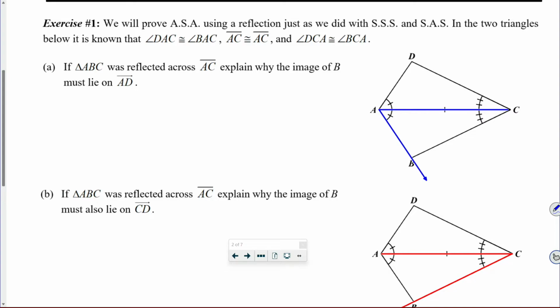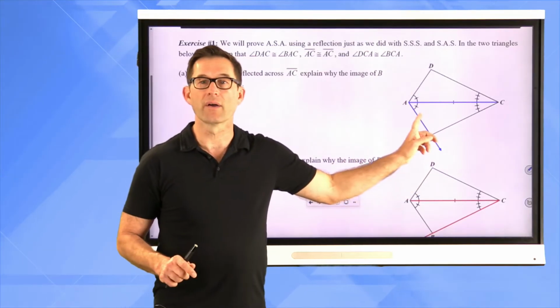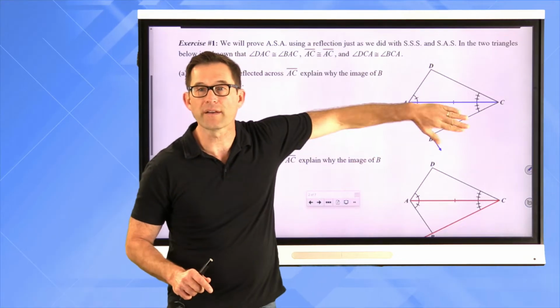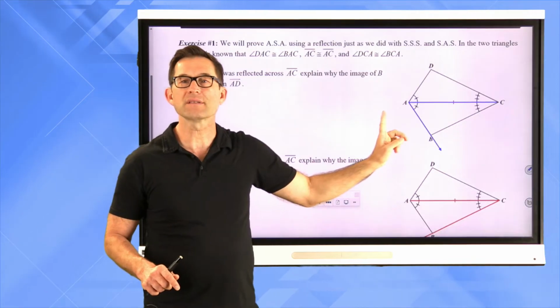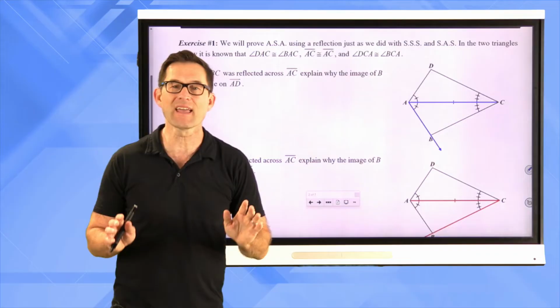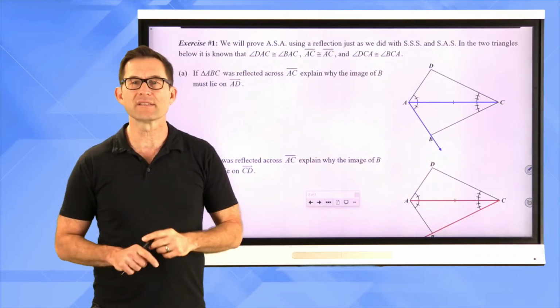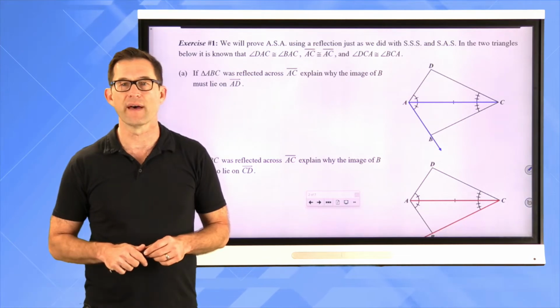Letter A. If triangle ABC was reflected across side AC, explain why the image of B must lie on ray AD. So in other words, if I take triangle ABC and I reflect it across AC, I just want to know why B must lie on ray AD. It doesn't need to lie on segment AD, but it does need to lie somewhere on ray AD. Pause the video now and see if you can give an explanation for that.